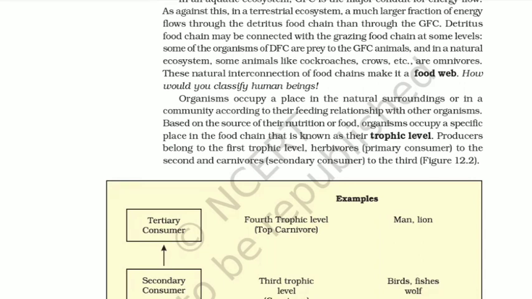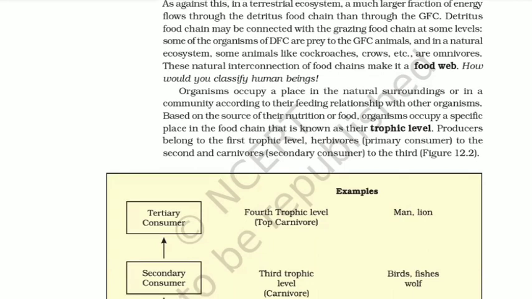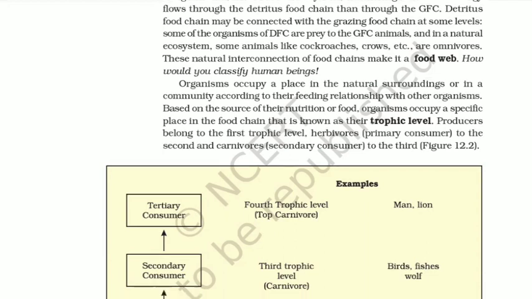Detritus food chain may be connected with the grazing food chain at some levels. Some of the organisms of DFC are prey to the GFC animals, and in a natural ecosystem, some animals like cockroaches, crows, etc., are omnivores. These natural interconnections of food chains make it a food web. How would you classify human beings?